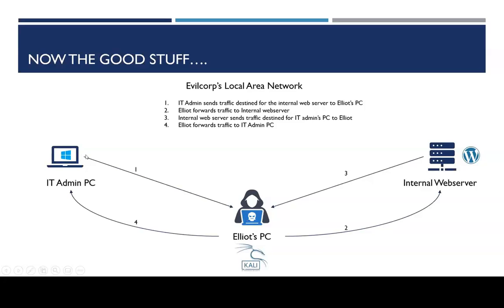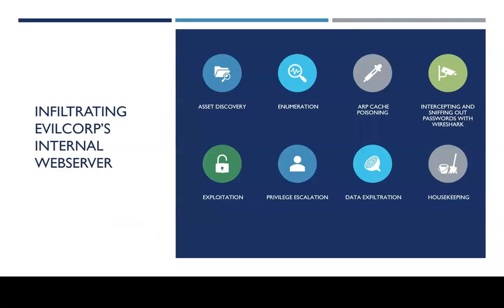So login credentials will be sent here. It lands on Elliot's laptop first. He's able to read it. And then once he's able to read it, he gets what he wants and then sends the request to the web server. And then the web server gets the requested page by the IT admin, sends it through Elliot, and then Elliot forwards it to the IT admin. So the IT admin in his mind thinks he has logged in, not knowing that somebody has actually sniffed out his credentials. So I'm going to walk you through the process of how the attack was carried out.